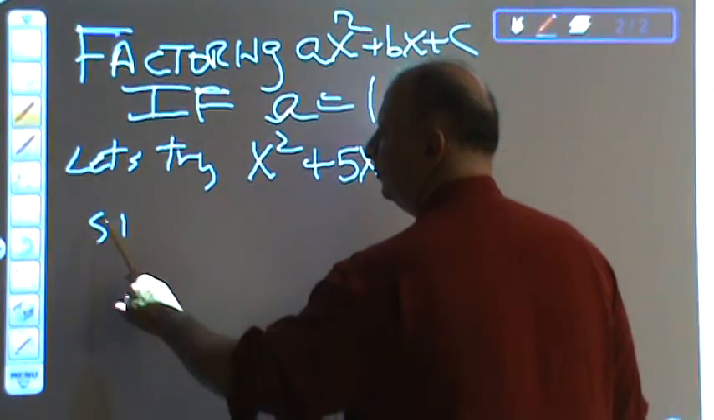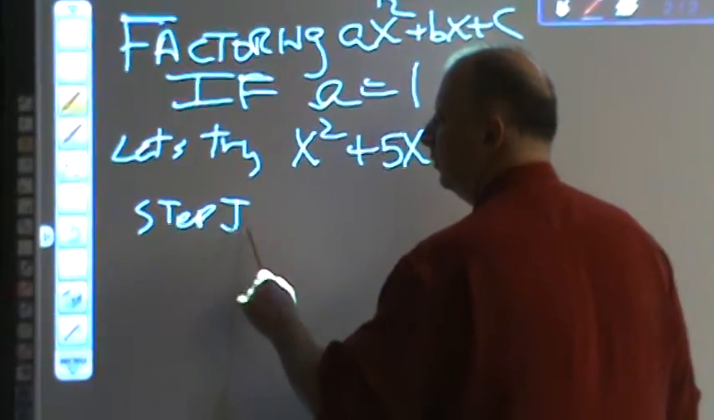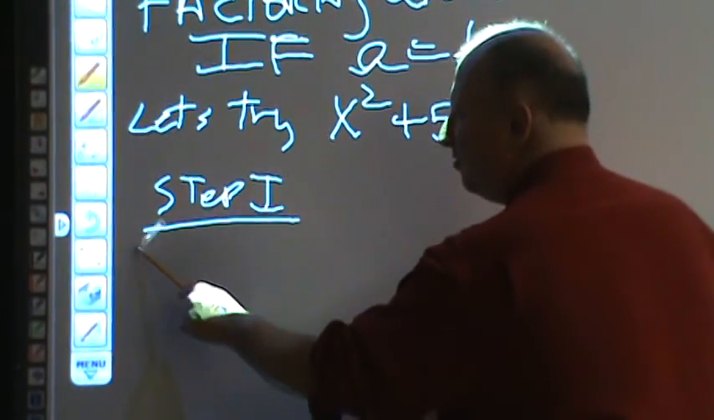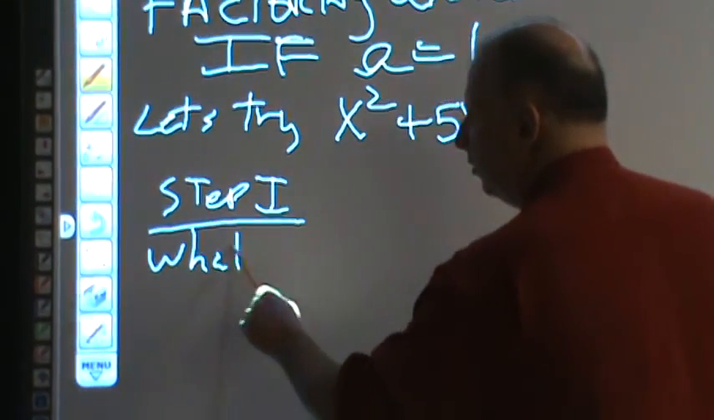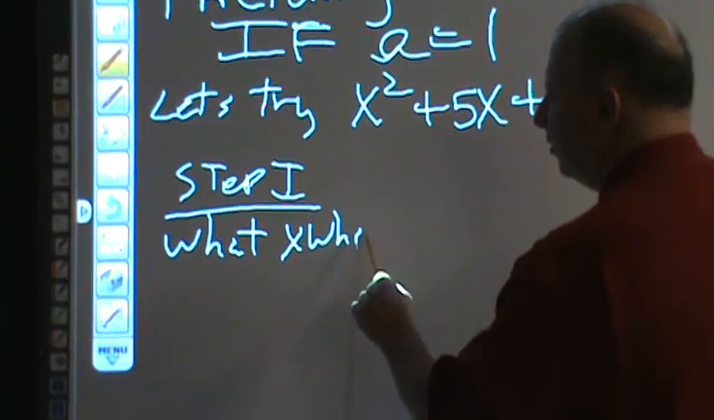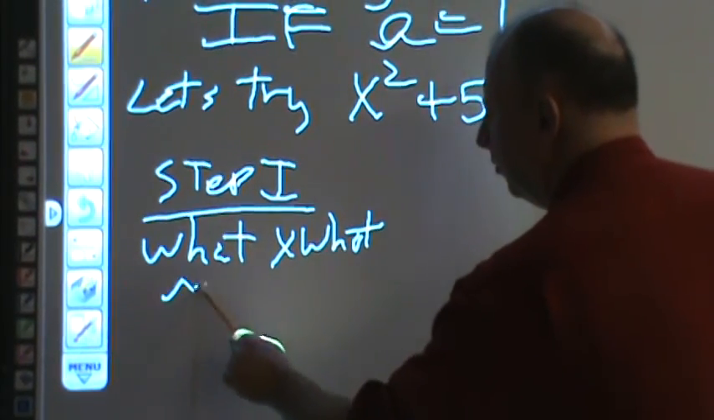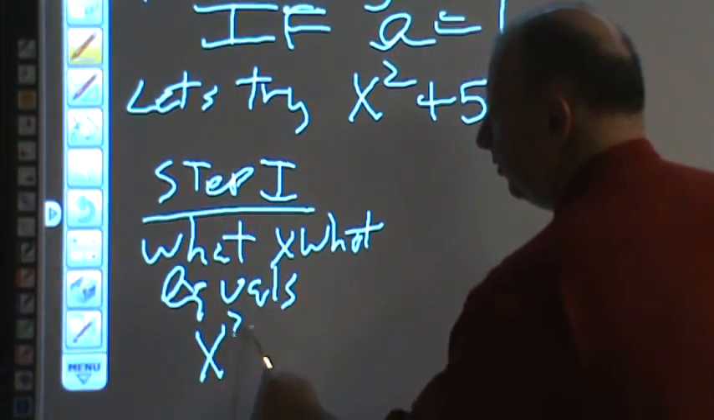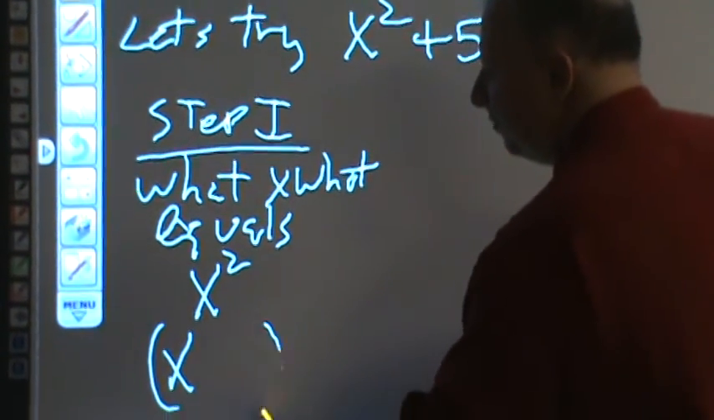Step 1. I know I can use the word factors, and I will, but let's look at this. What times what equals x squared? Well, that's easy. x times x.